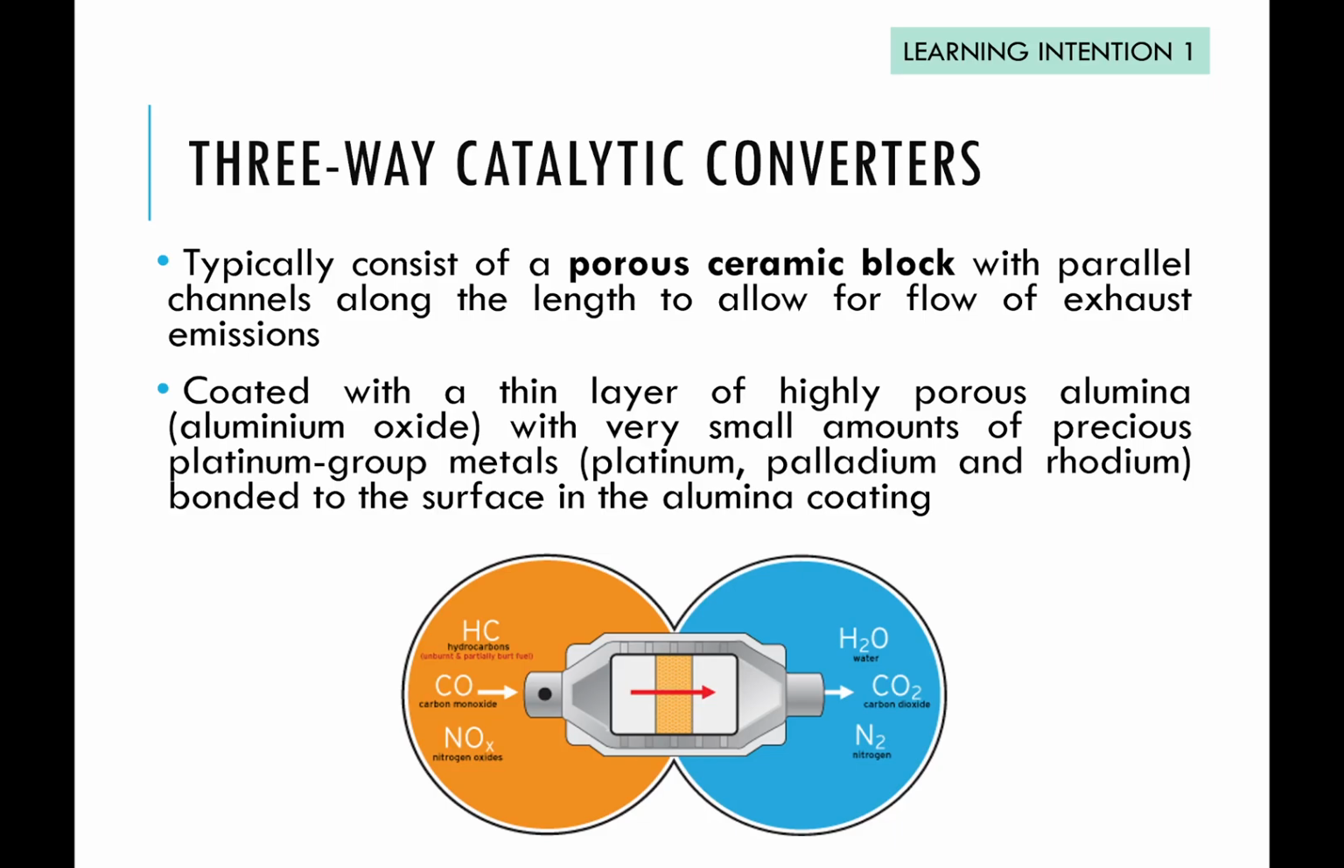They are coated with a thin layer of highly porous alumina, or aluminium oxide, with very small amounts of precious platinum group metals like platinum, palladium and rhodium bonded to the surface of this alumina coating. So not only are they porous, but they have this coating of platinum, palladium and rhodium, which are really important for the process that catalytic converters use and the chemical process behind them.